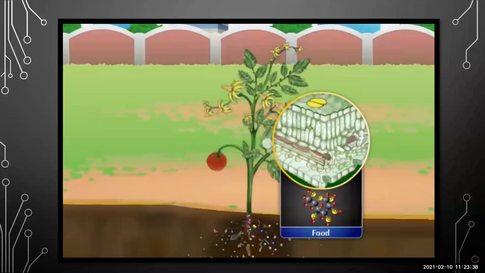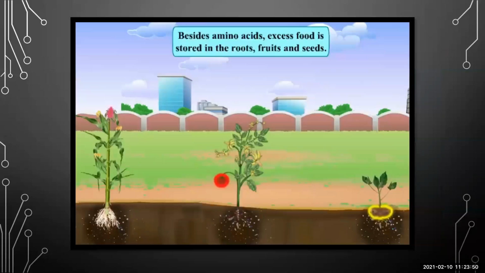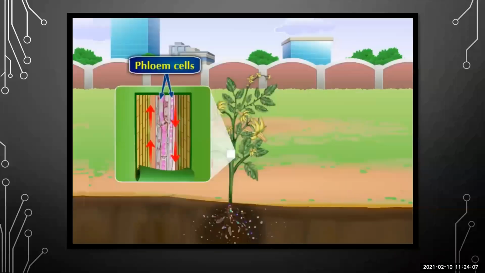Also, we have seen the transportation of food and other substances in plants. Whatever food material is produced in the plants, the excess of food material is stored in the roots, fruits, and seeds of the plants. Amino acids are not stored in the plants, but whatever material is in excess, like sucrose, is stored in the roots, fruits, and seeds. And phloem transports the food material in both directions.